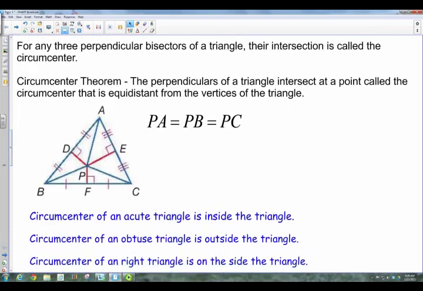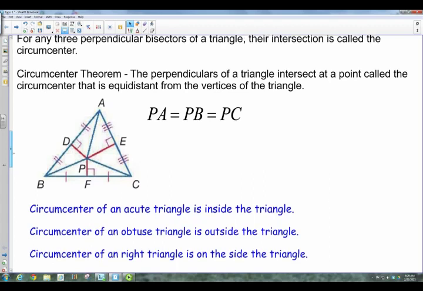Now, for any triangle, we're going to have three perpendicular bisectors, because they come off of those sides, one per side. The place where the three of those meet is called the circumcenter, and it happens every single time. Every perpendicular bisector will always intersect at the same spot, and it is called the circumcenter.